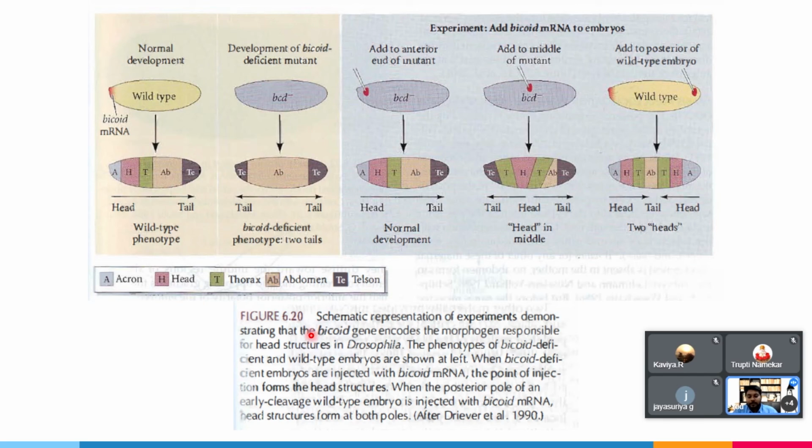So here we have the figure legend. Schematic representation of experiments demonstrating that the bicoid gene encodes for the morphogen responsible for head structure in Drosophila. The phenotypes of bicoid deficient and wild type embryos are shown on the left here. When bicoid deficient embryos are injected with bicoid mRNA, the point of injection forms the head structures. When the posterior pole of an early cleavage wild type embryo is injected with bicoid mRNA, head structures are formed at both poles. So that is the entire experiment that was done.